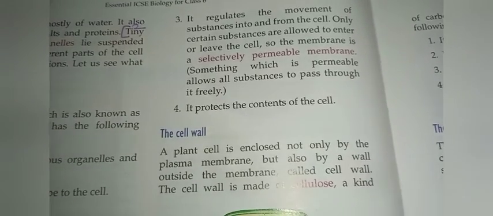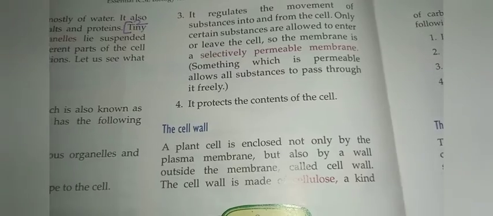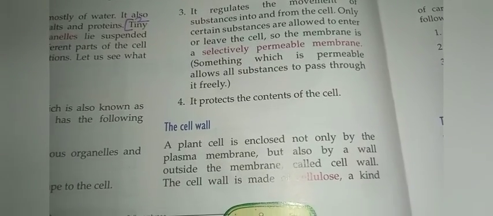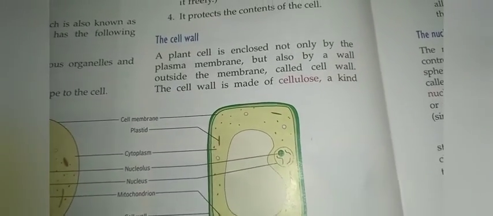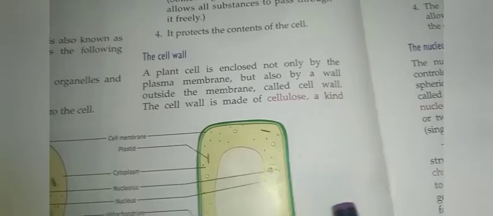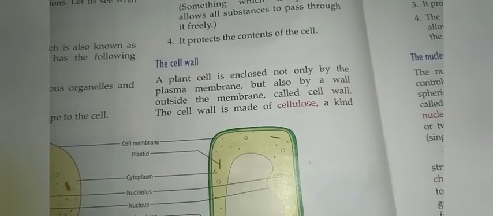And also it protects the content of the cell. The content of the cell is also protected by this cell membrane. That's about the cell membrane. Now the cell wall. What about the cell wall? A plant cell is enclosed not only by the plasma membrane but also by a wall. Okay, and outside the membrane, that is called the cell wall.